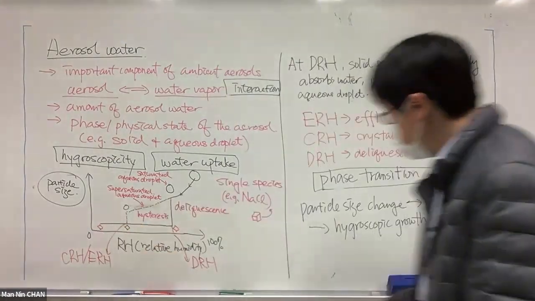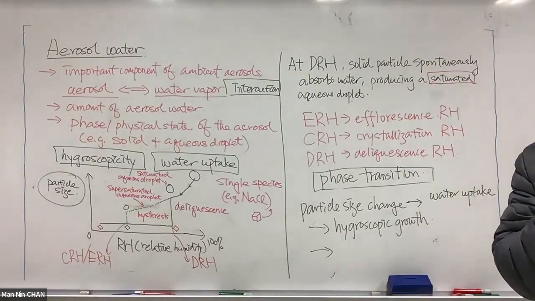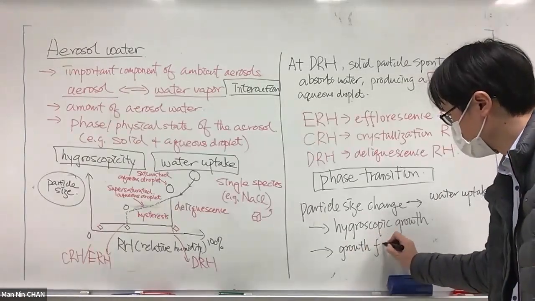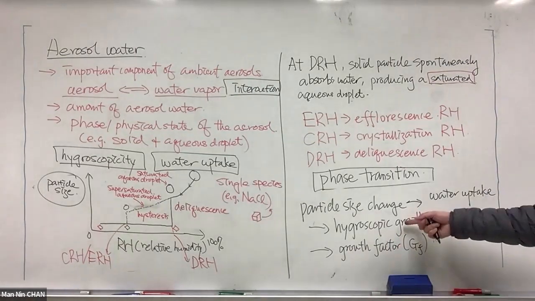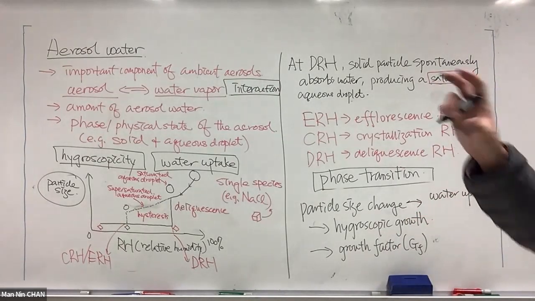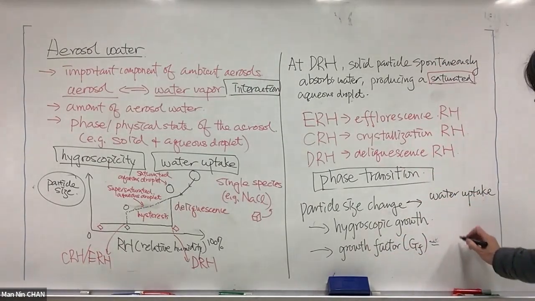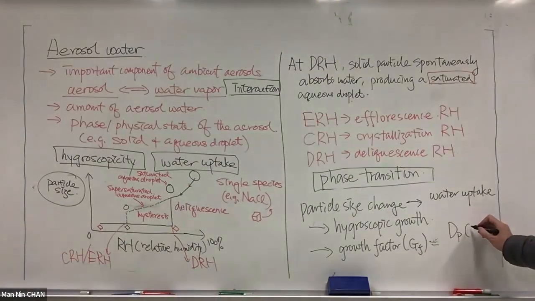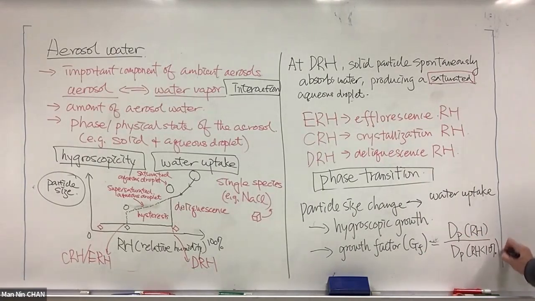So usually they will take a ratio. When you do the reading in the literature, you will see a term called the growth factor, GF. To describe this water uptake or hygroscopic growth, they use the growth factor. You measure the particle size at a given RH, and then compare it to the particle size at a reference RH, usually a dry or low RH.